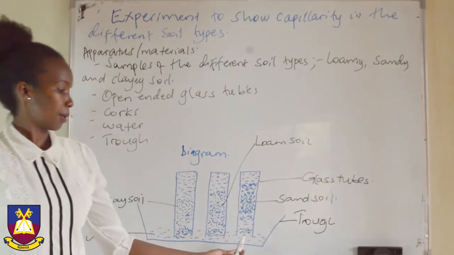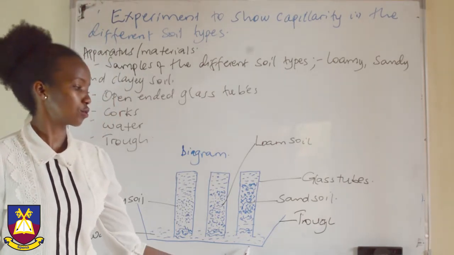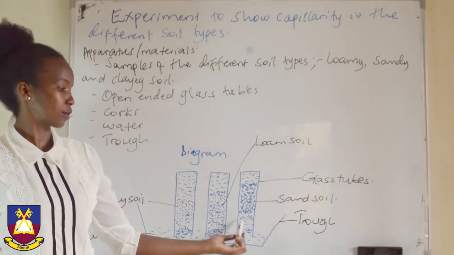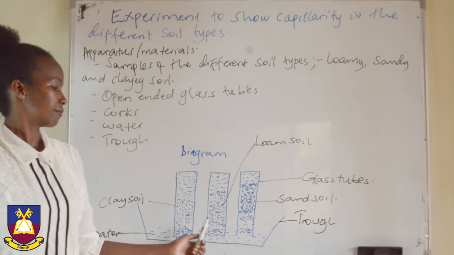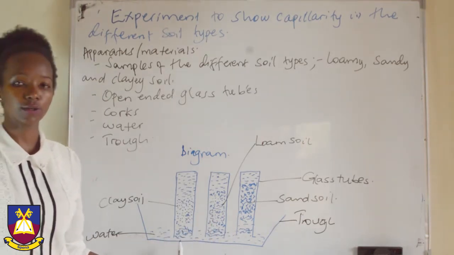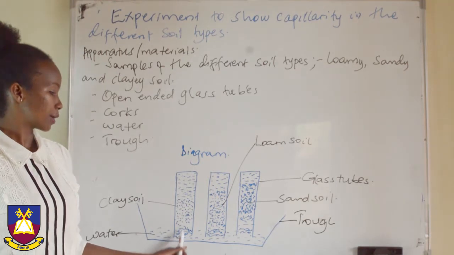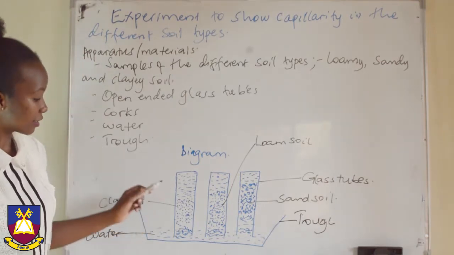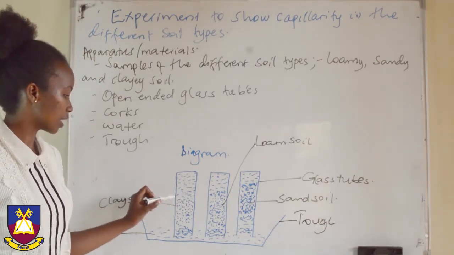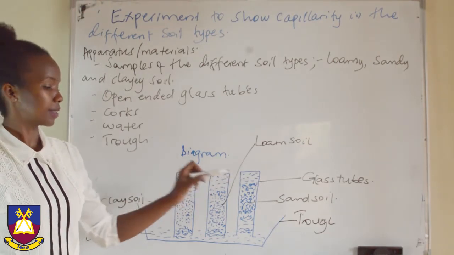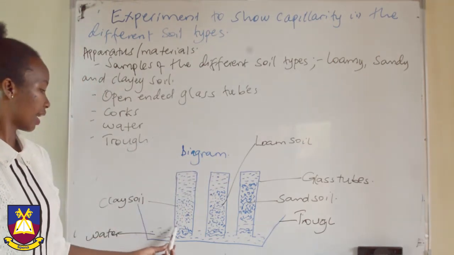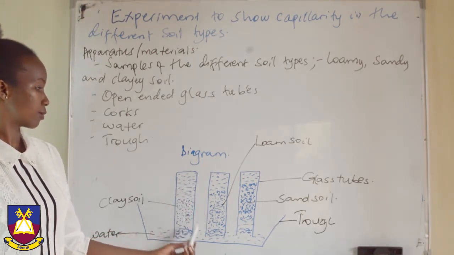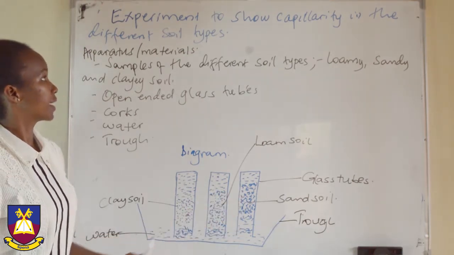The sand soil has water passing through it most at first. It has water going up the soil particles fastest, followed by loam soil, followed by clay soil. Clay soil has water going through its particles last, but as we keep on observing, we realize that later on, you see this is water level, and this is water level, and this one. But at the end of the experiment, clay has the most water on top of the soil, followed by loam soil, followed by sandy soil.